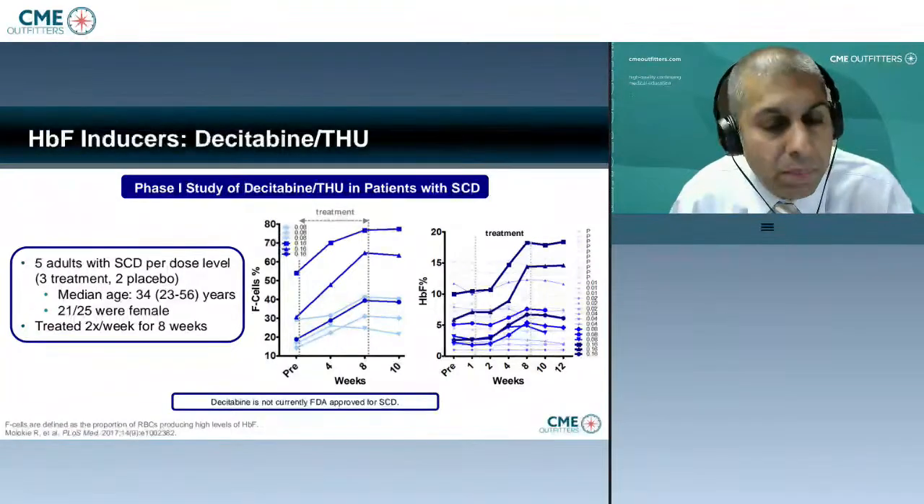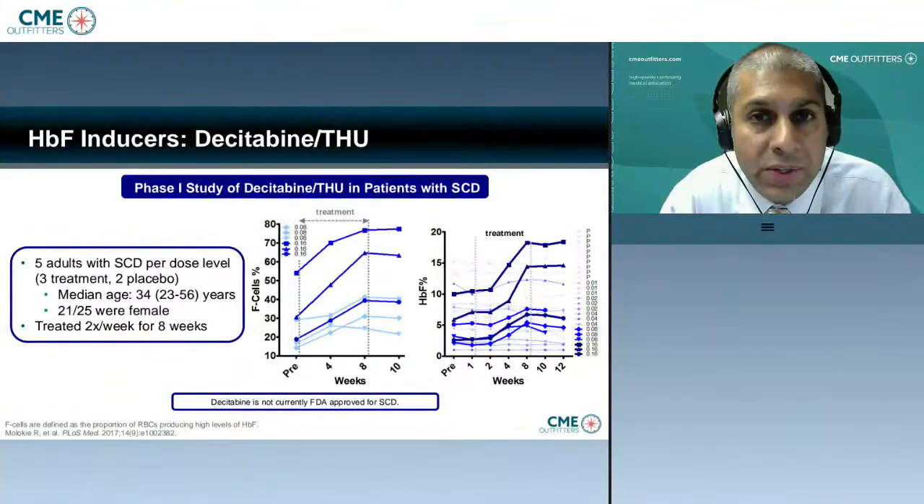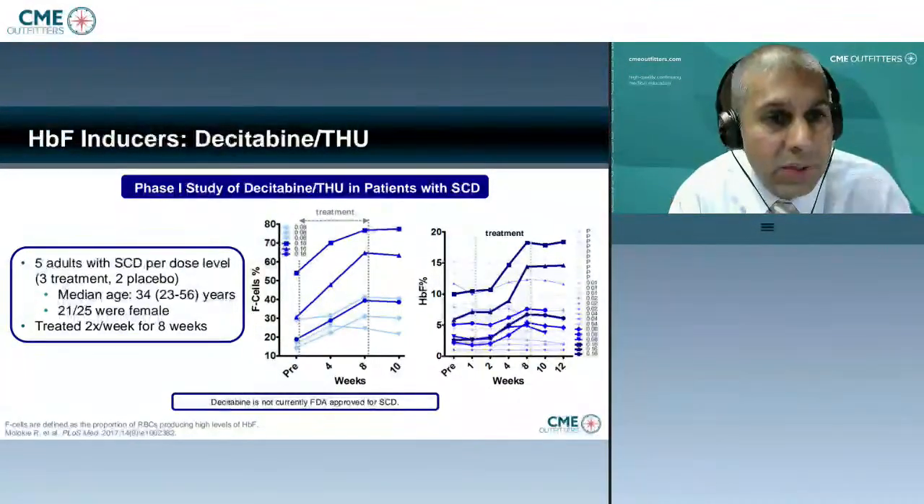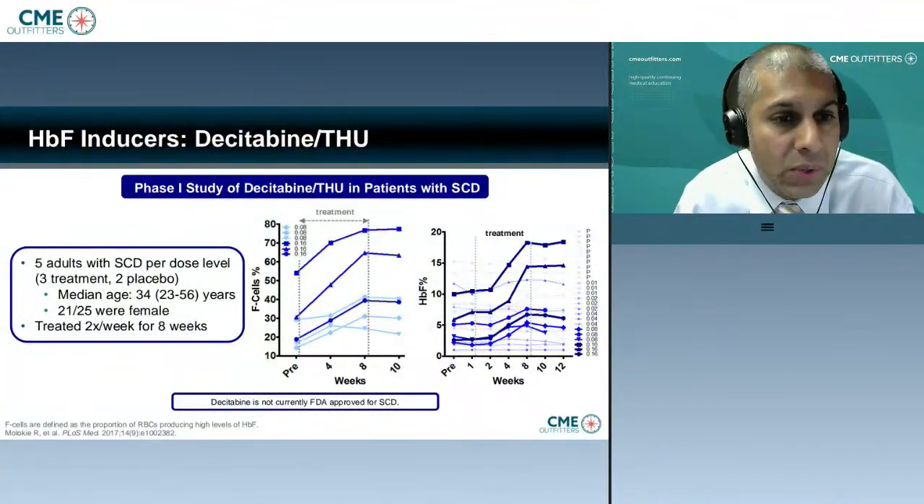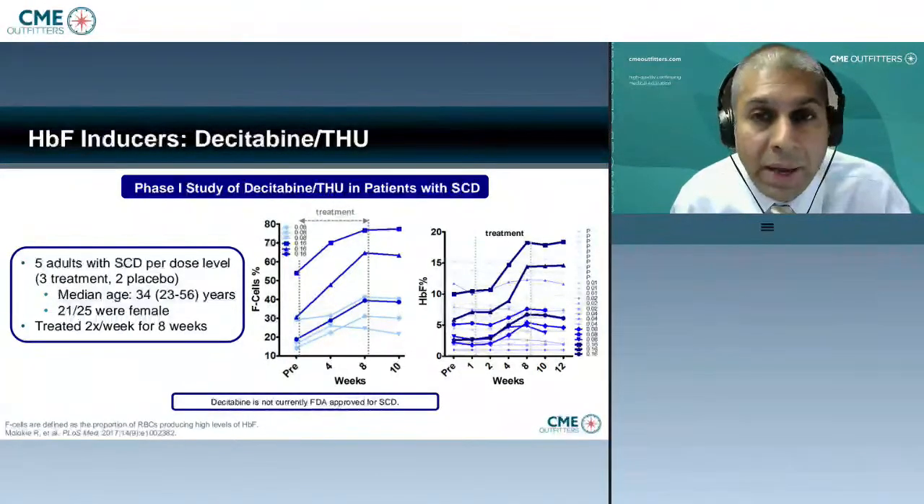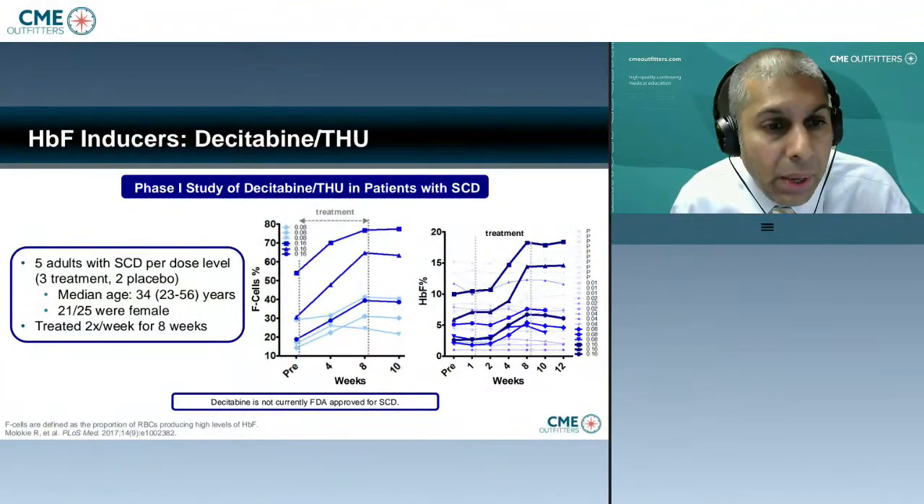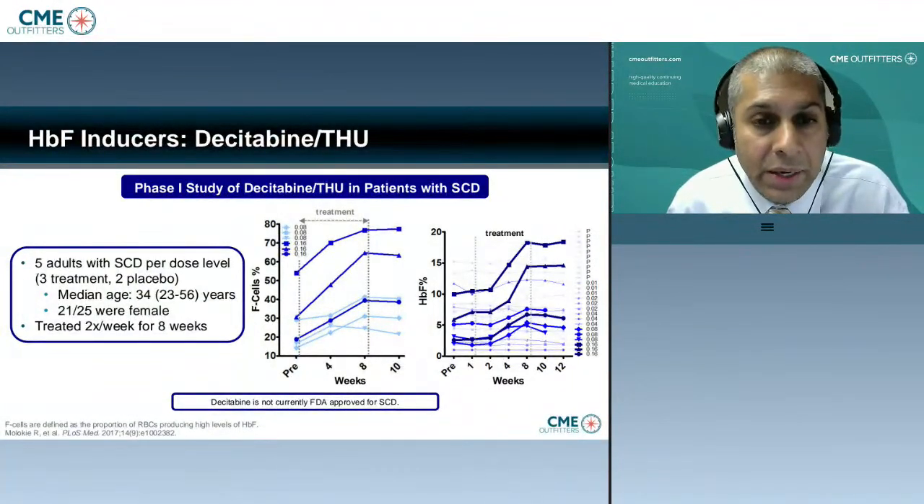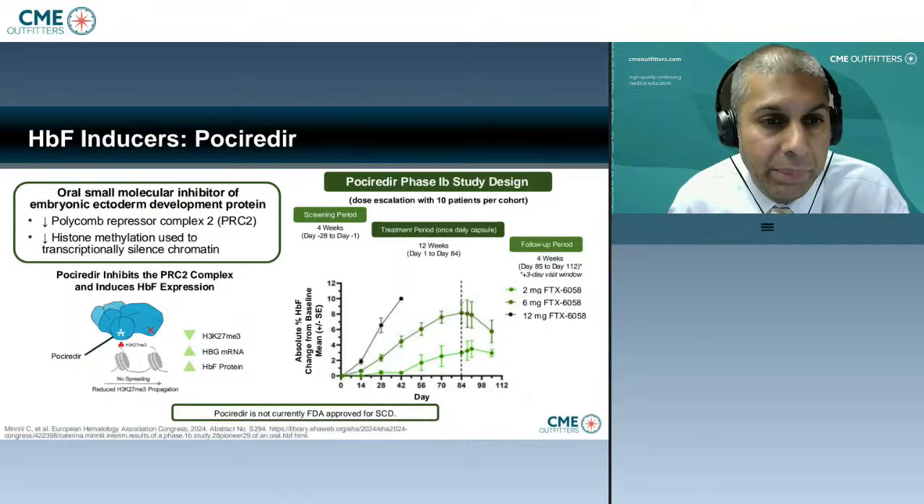And so decitabine plays on one of the ways that the gamma globin gene is shut off, which is by methylation. Decitabine helps lift that methylation so that the gamma globin can be re-expressed. When combined with THU, this allows it to be in oral form. It's shown promising results in phase 1 studies, where at the therapeutic dose that's now being tested forward, the F cells and the fetal hemoglobin improved. And now this is in a phase 2 study.